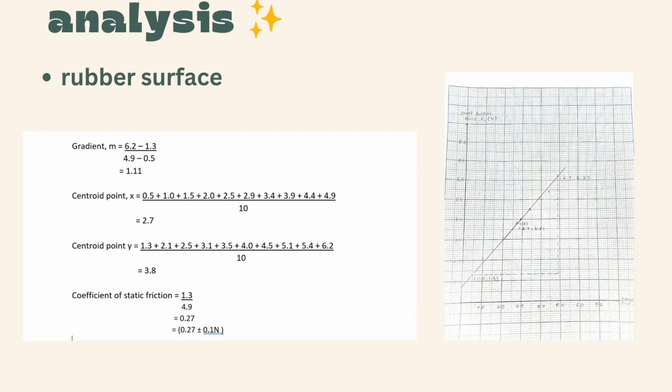Next is the rubber surface. Like you can see here, there is a graph that we have plotted, and the gradient that we got is 0.27 minus plus 0.1 Newton.